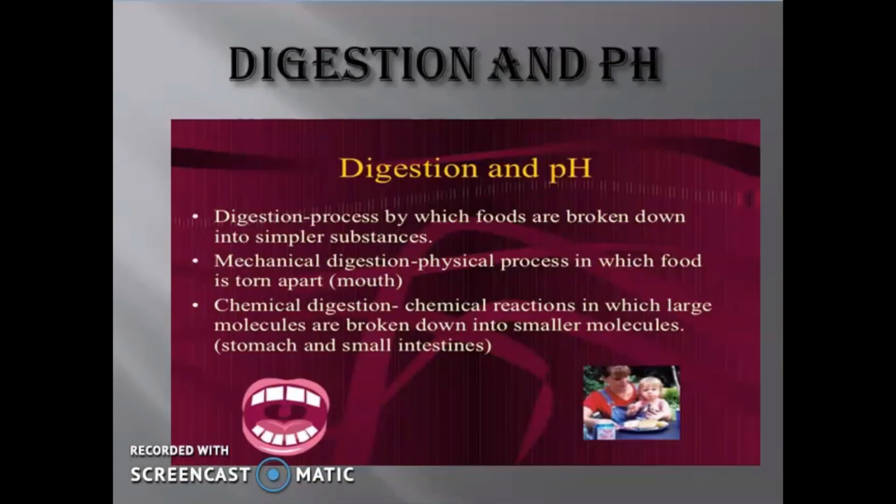Digestion and pH. But before this, let us know about the process of digestion. What is basically digestion? Digestion is a process by which food is broken down into simpler substances. There are two types of digestion: mechanical digestion and chemical digestion. In mechanical digestion, the food is torn apart in the mouth. It is a physical process, while in chemical digestion, large molecules are broken down into simpler molecules. Chemical digestion takes place in the stomach and small intestine.